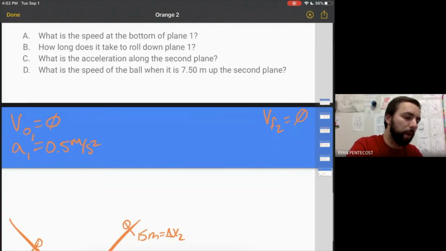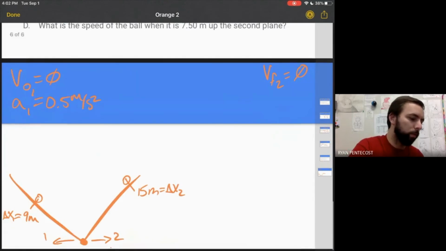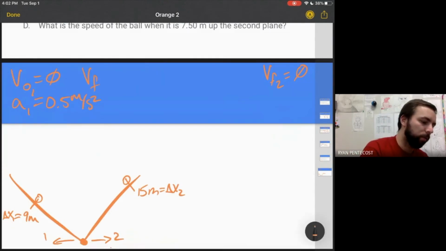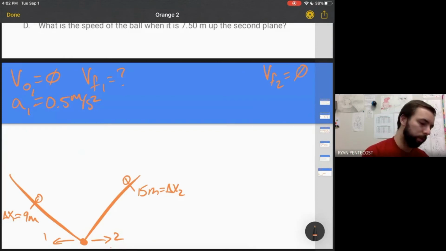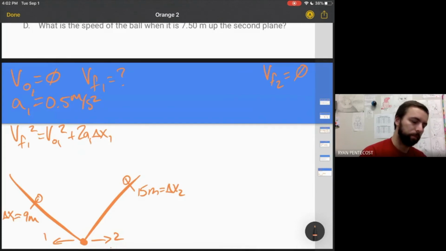So what is the speed at the bottom of plane 1? Well, we need VF1. That is the goal. We have V naught, we have acceleration, and we have x. We don't have time, so let's use the orange equation that doesn't have time. So we will use VF1 squared equals V naught 1 squared plus 2a1 delta x1. And we need to know V final. It's already set up for V final.